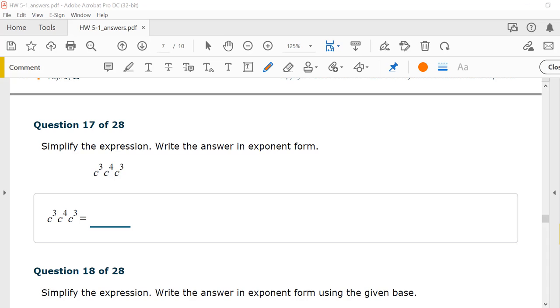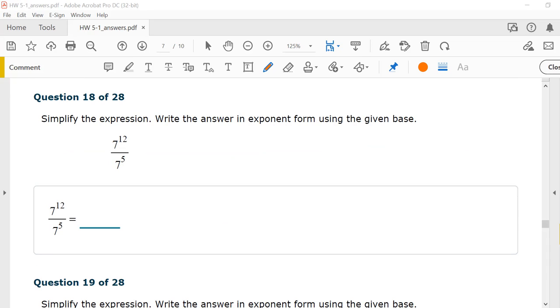Here we go. Simplify c cubed times c to the fourth times c cubed. That's going to be c to the 3 plus 4 plus 3. C to the 7 plus 3 is c to the 10. Now, if you wanted to see all that written out, c cubed times c to the fourth times c cubed, you could count them and there would be 10 c's.